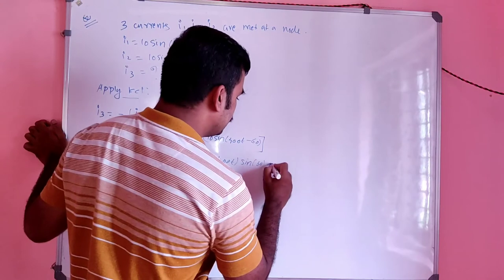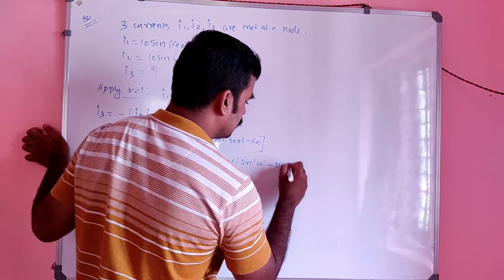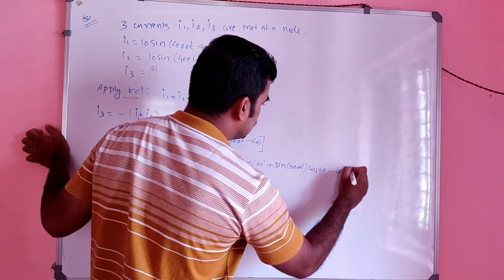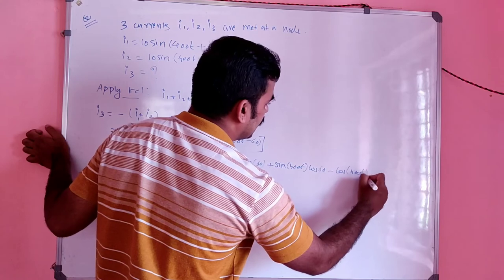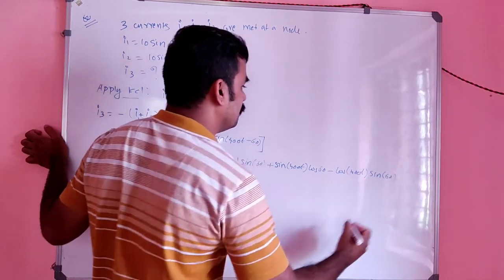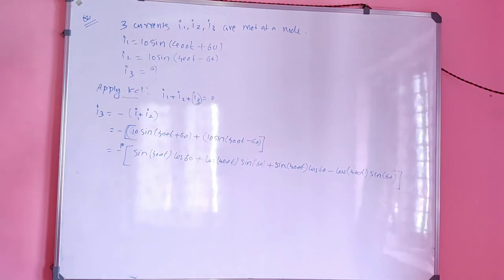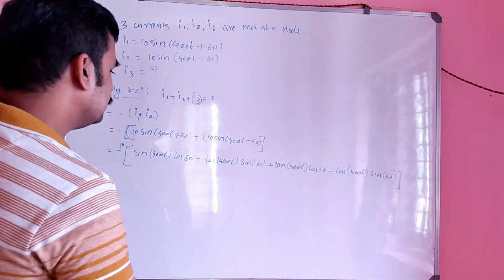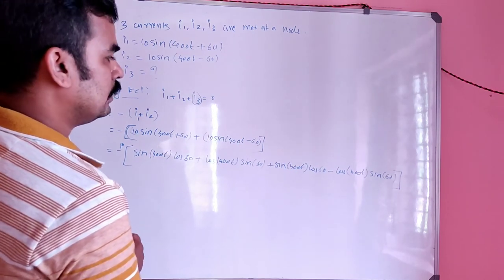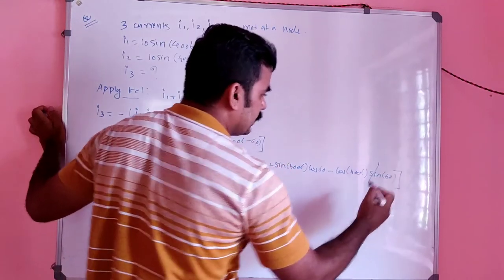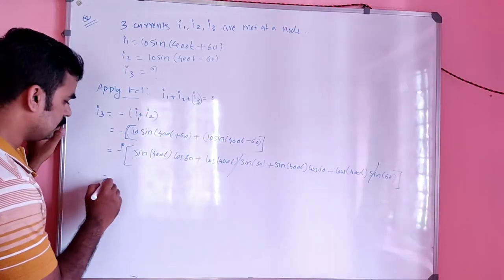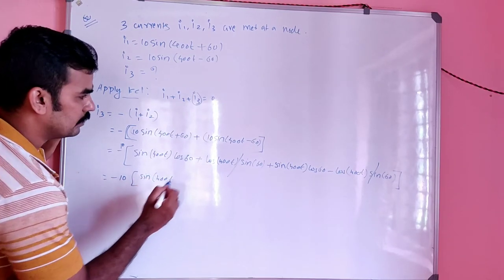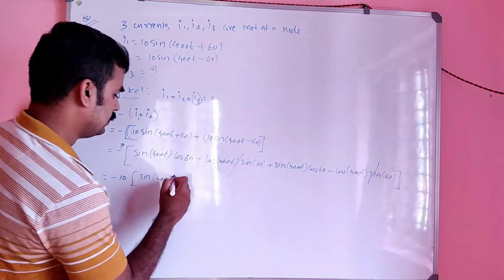And what is sin(a - b)? Again, sin a cos b minus cos a sin b. Am I right? Is it clear? See, this and this will be cancelled, directly you can cancel. So it will be minus 10 into sin 400t cos 60.